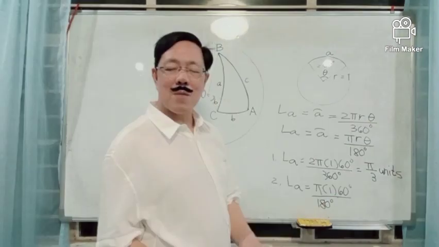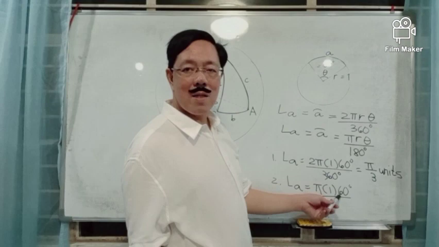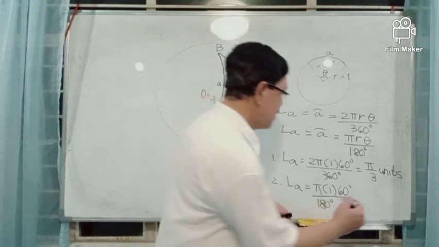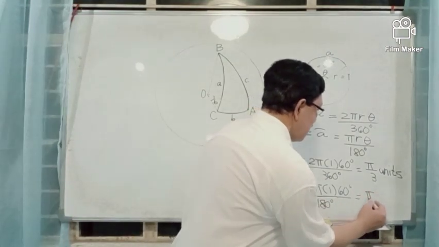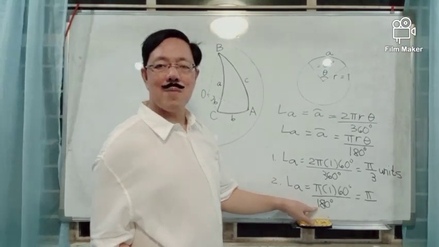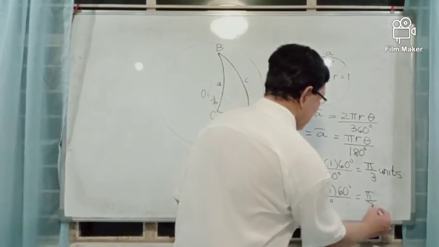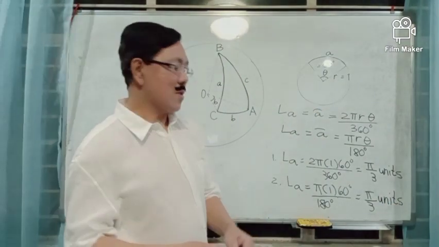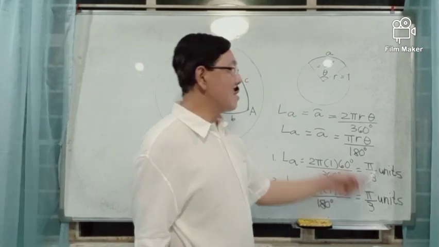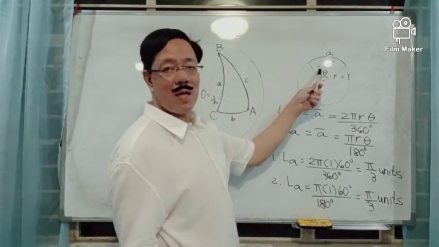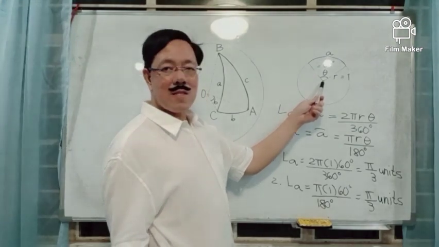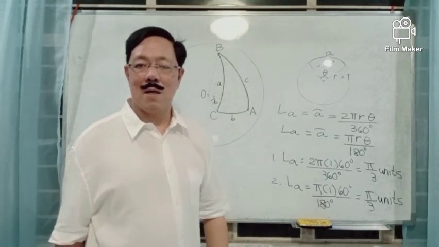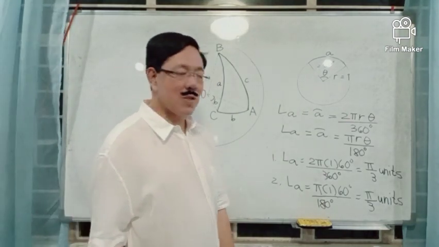60 and 180 are divisible by 60. So we divide 60 by 60 to get 1. Multiply by 1, multiply by pi is pi. Divide 180 by 60 is 3. And we get the same result. Pi over 3 units is the length of arc A that subtends an angle of 60 degrees at the center of the circle with radius 1. This is how we find the length of arc A on a circle of radius r.